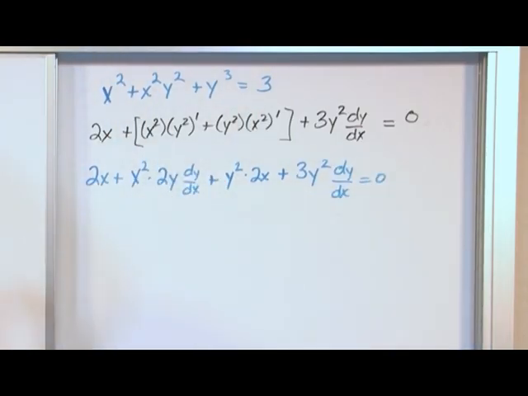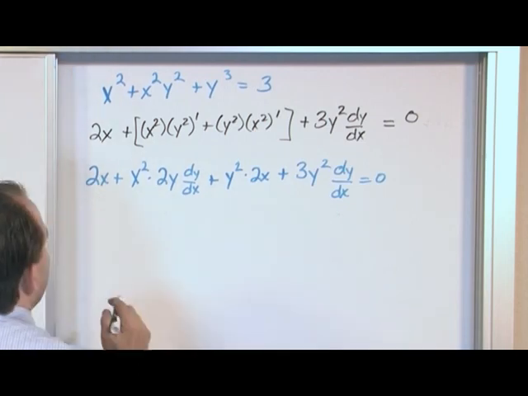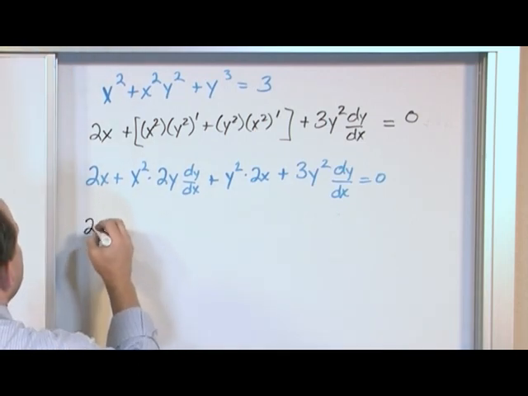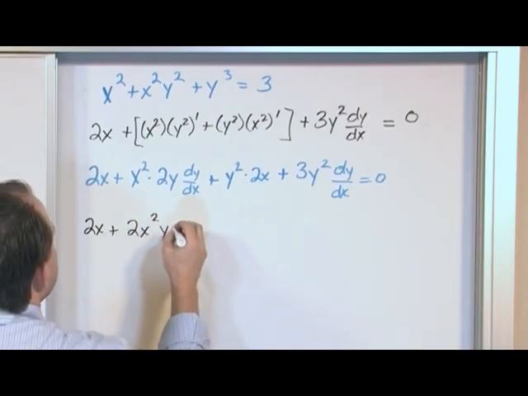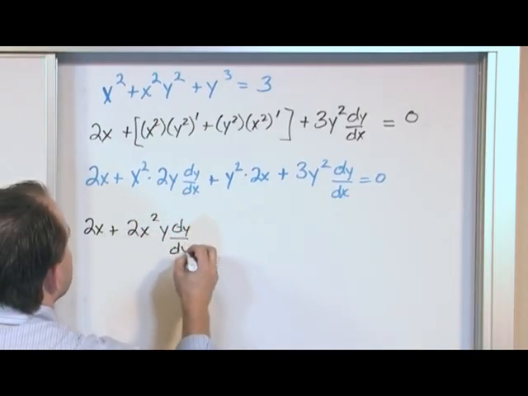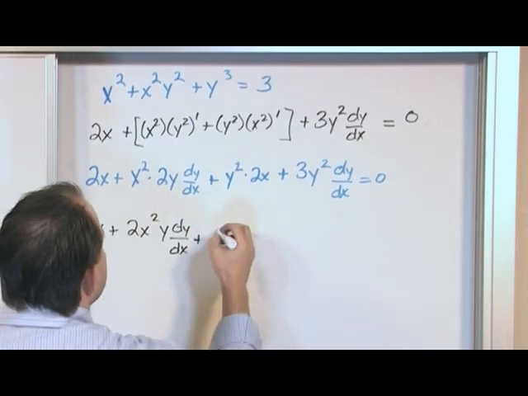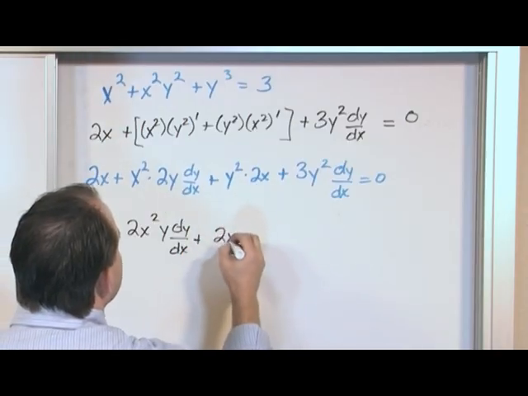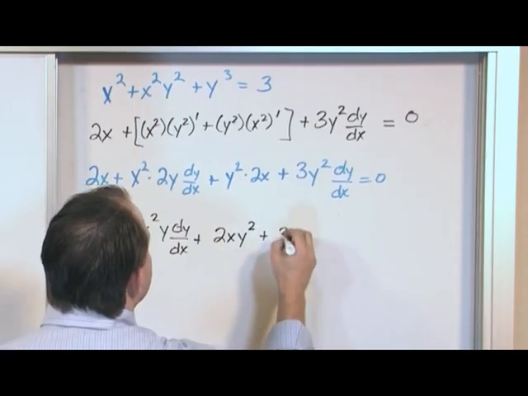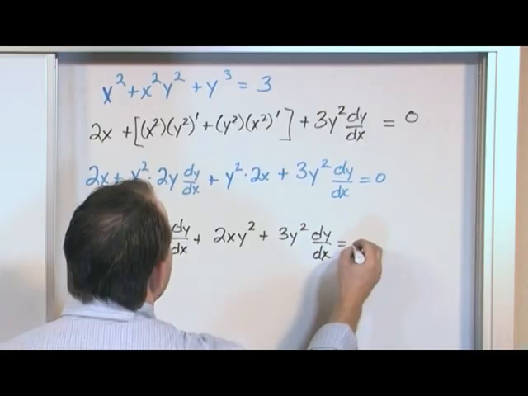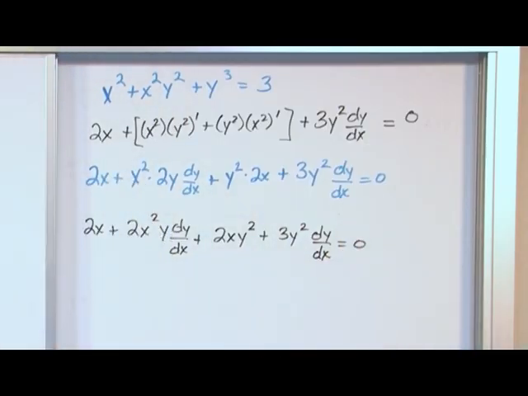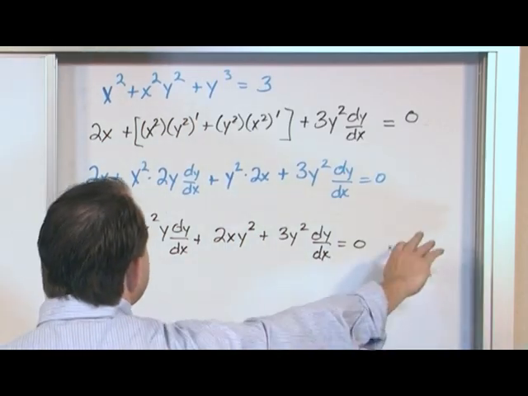So let's tidy this up and figure out what we have. We have 2x plus 2x squared y dy/dx plus 2xy squared plus 3y squared dy/dx. Now ultimately what we want to do is to be able to solve for dy/dx. So what we need to do is move all of the terms that don't involve a derivative over to the right-hand side.